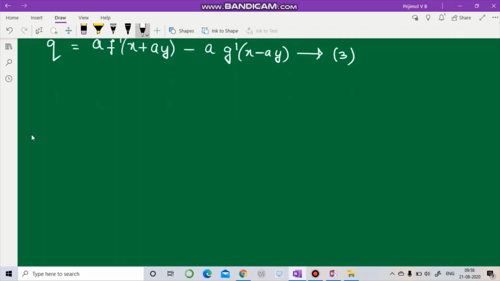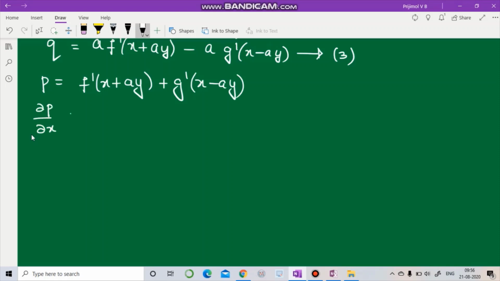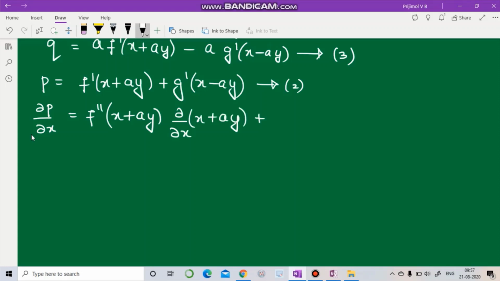So differentiating p with respect to x, I am going to rewrite p again. Your p was this, equation number 2. Now differentiate p with respect to x. Now differentiating this, what is the differentiation of f dash? It is f double dash of x plus ay, and you may have to differentiate x plus ay again with respect to x. Now what is the differentiation of g dash? It is g double dash. Differentiate x minus ay again with respect to x.